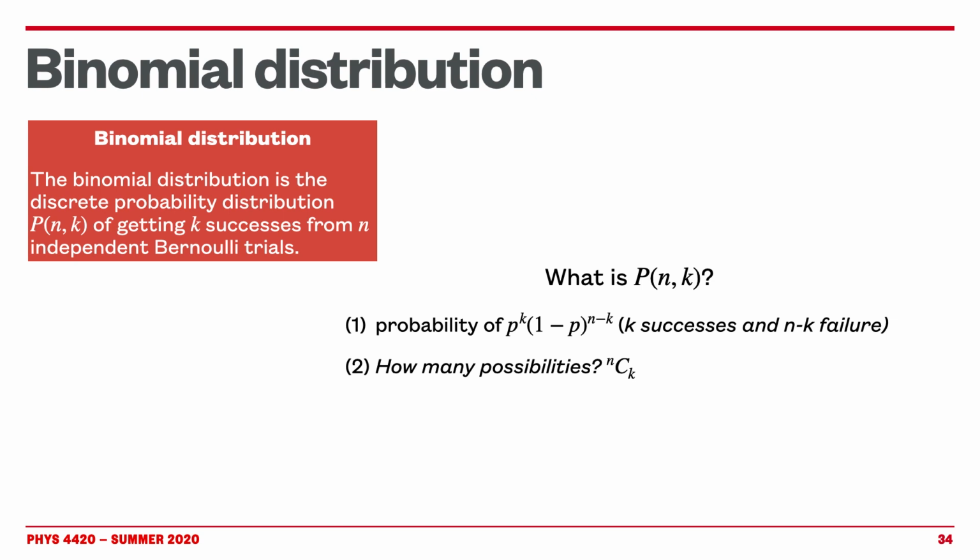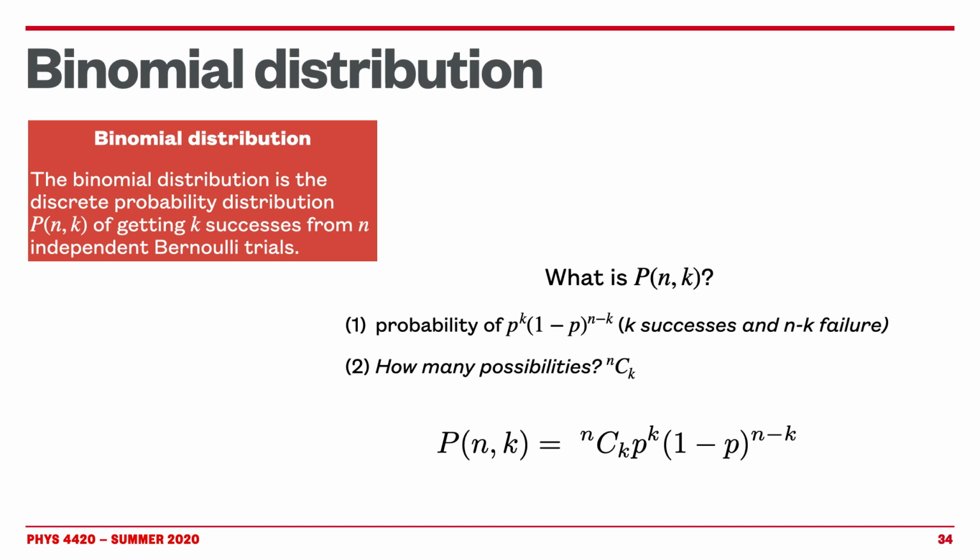So this is not enough, though, because each of those possibilities has a probability, but there is more than one chance to get k successes and n minus k failures. So how many possibilities are there to find k successes among n trials? Well, this goes back to the combinatorics that we did in lecture one. And of course, the number of possibilities is C(n,k), so n factorial divided by n minus k factorial divided by k factorial. So we need that term.